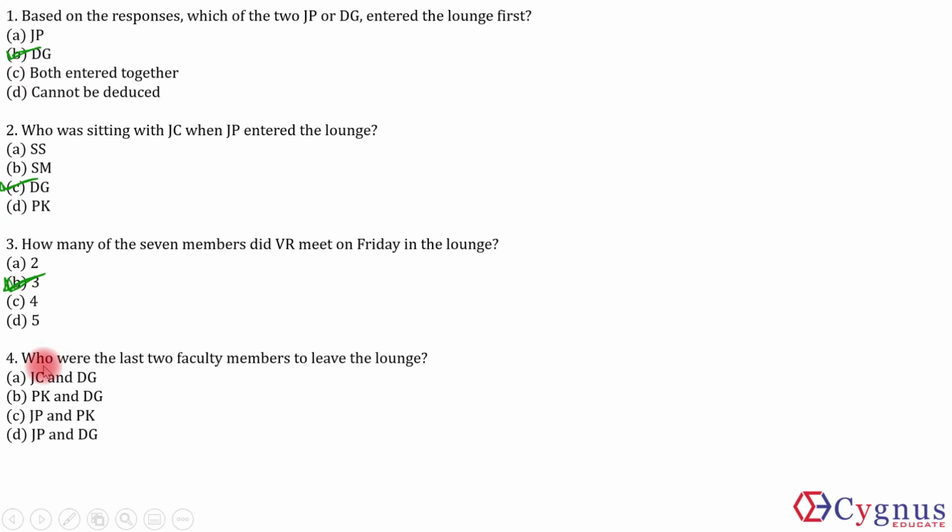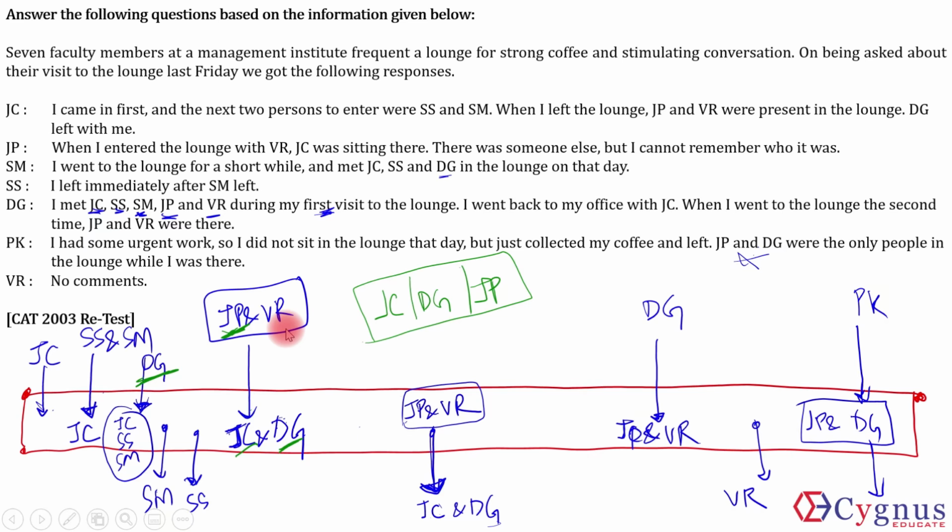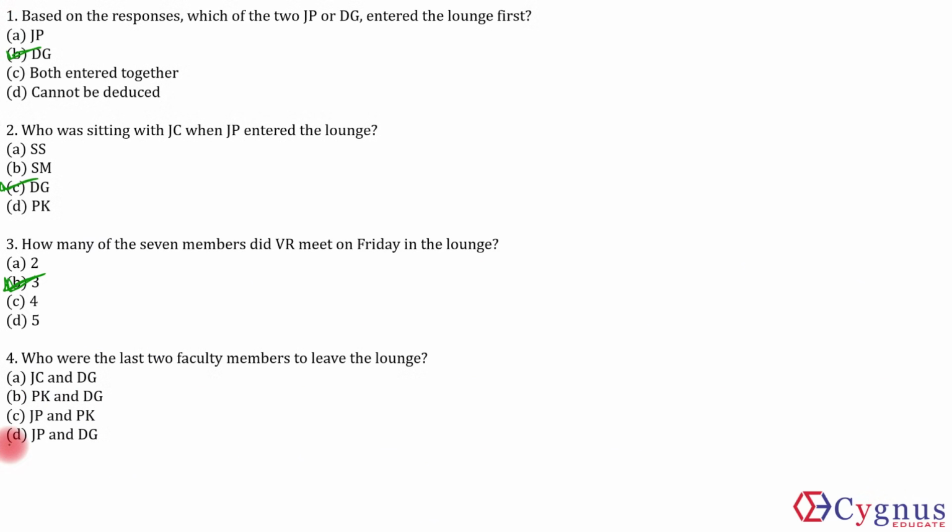And finally, who were the last 2 faculty members to leave the lounge? See, who is left at the end? PK came, PK left immediately. So who is left at the end? JP and DG. These will be the last 2 people who will be leaving the lounge. Hence the correct answer is option D for the 4th question. Okay, thank you.